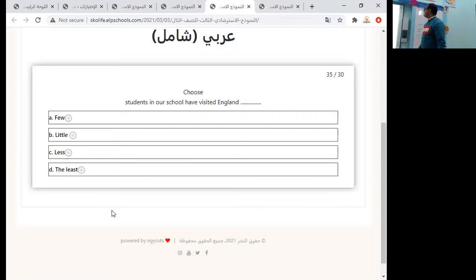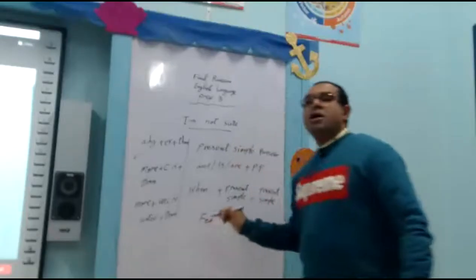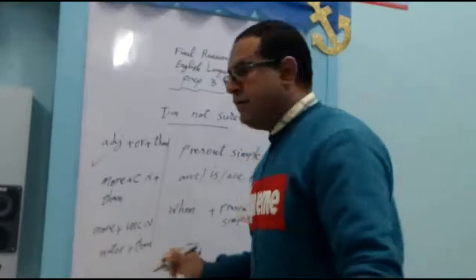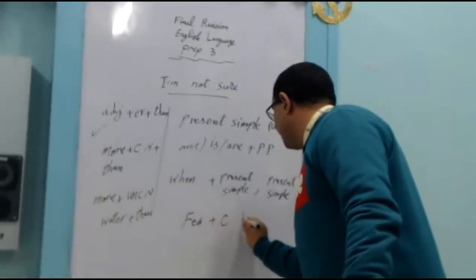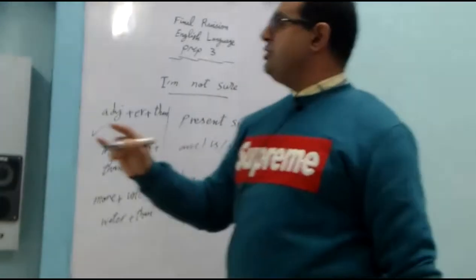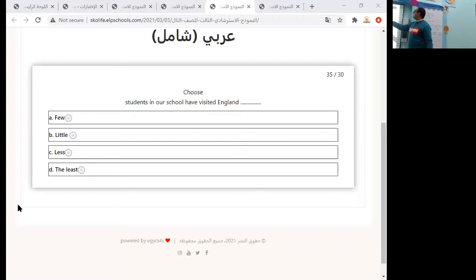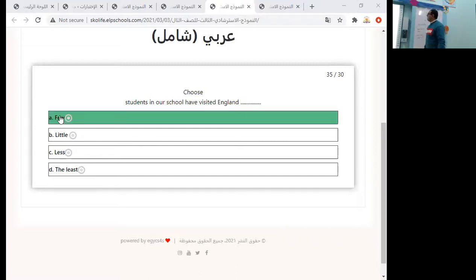Okay, students in our school have visited England. Oh, there is a mistake. It should be the space at the beginning of the sentence, but no problem. Space students in our school have visited England: few, little, less, the least. The word few denotes a comparison, and it should be followed by a countable noun. Here in the question, students is a countable noun. So the answer here is: few students in our school have visited England.